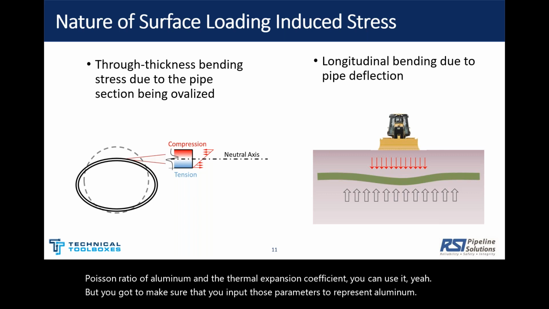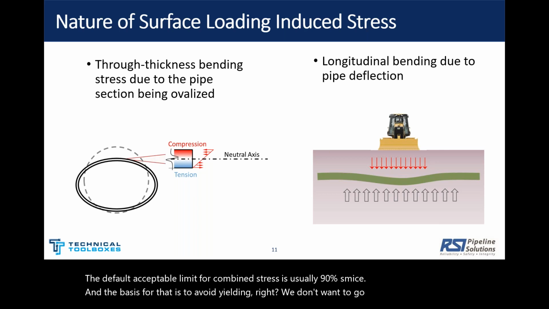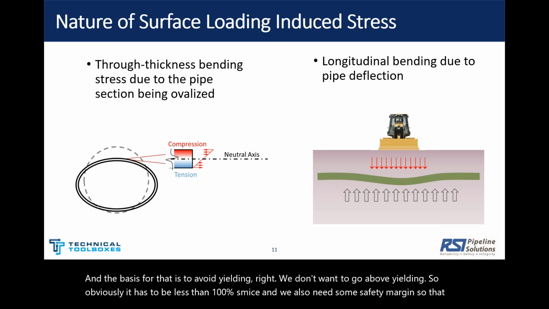What's next? What is the basis for the acceptable combined stress limits for CEPA and PTT? Is there a reference for these default acceptable limits? The default acceptable limit for combined stress is usually 90% SMYS. And the basis for that is to avoid yielding, right? We don't want to go above yielding, so obviously it has to be less than 100% SMYS. And we also need some safety margin. So that's where the 90% came from.